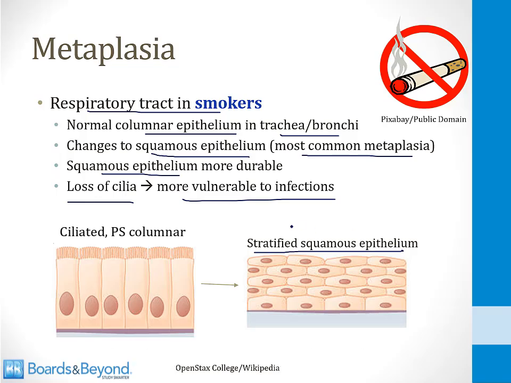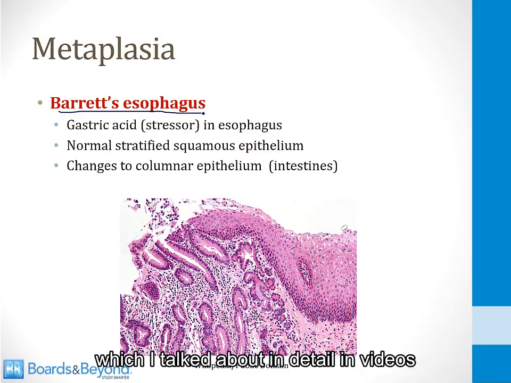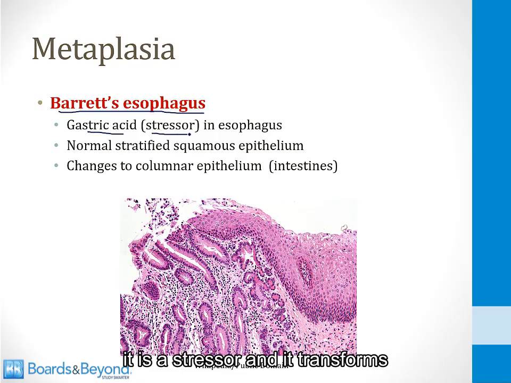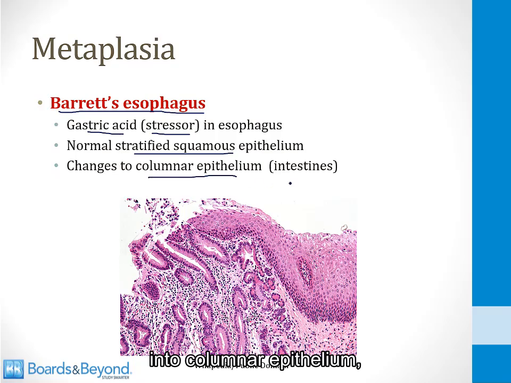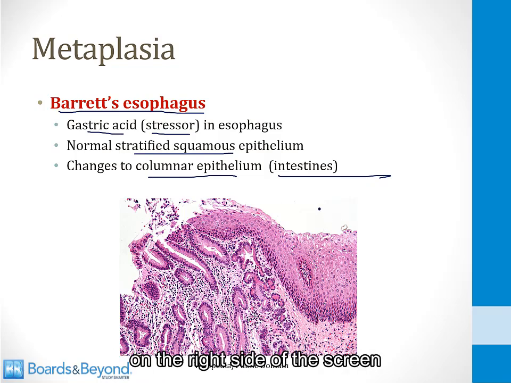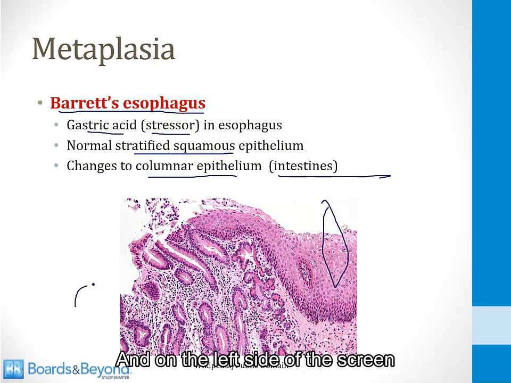to cigarette smoke. Another classic example of metaplasia is Barrett's esophagus, which I talk about in detail in videos in the GI section. When gastric acid gets into the esophagus, it is a stressor, and it transforms the normal esophageal mucosa, which is stratified squamous epithelium, into columnar epithelium, similar to the epithelium of the intestines. This is an example of it on the screen here. On the right side of the screen is what the esophageal mucosa should look like, and on the left side of the screen is what it's transforming into. And I talk about this in great detail in the GI section.